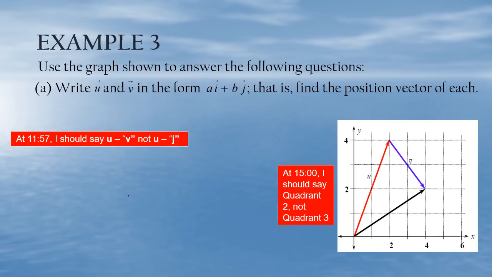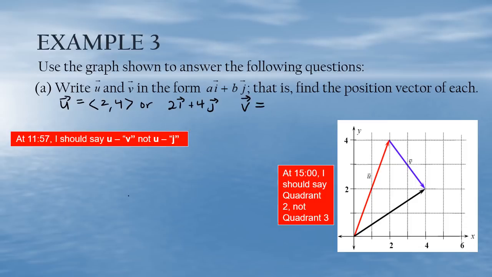can be written as a movement of 2 units and a movement of 4 units. And to write this as a position vector, we will say 2 unit vectors of i plus 4 unit vectors of j.